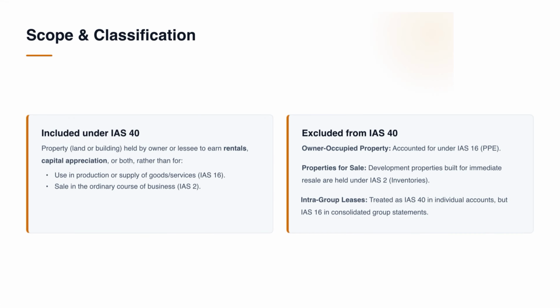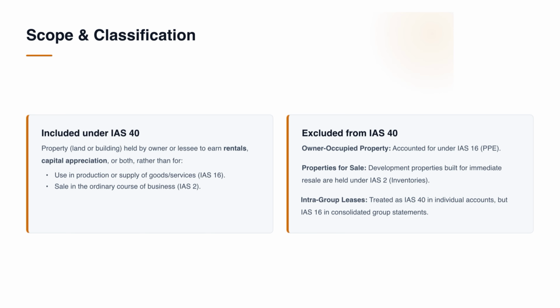What qualifies as an investment property under IAS 40? An investment property is land or a building or part of a building held by the owner or lessee to earn rental income, capital appreciation, or both. Examples include land held for long-term capital growth, a vacant building intended to be leased out under an operating lease, or a building being constructed for future use as an investment property.